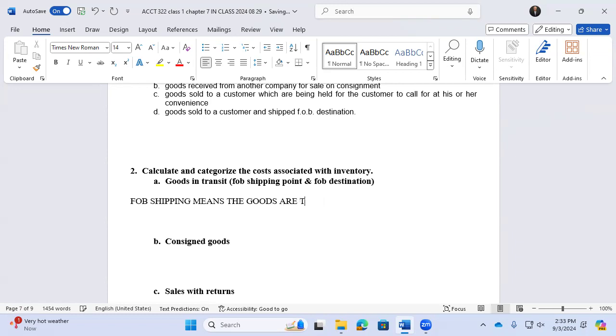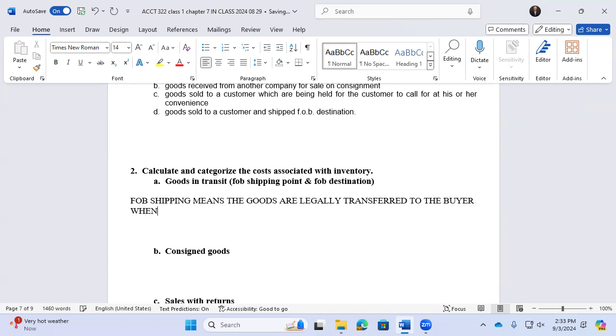Say between the legal goods are legally transferred to the buyer when the goods leave the ship. Could call it the selling company because sometimes shipping and selling can be different.